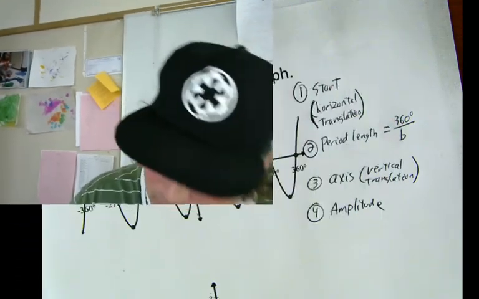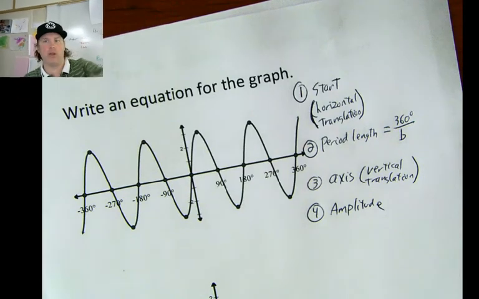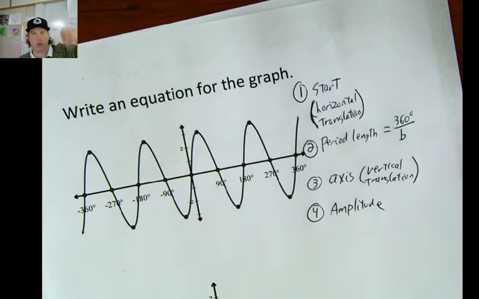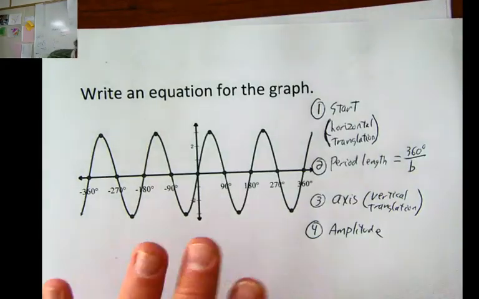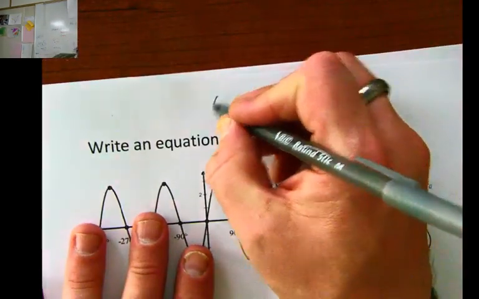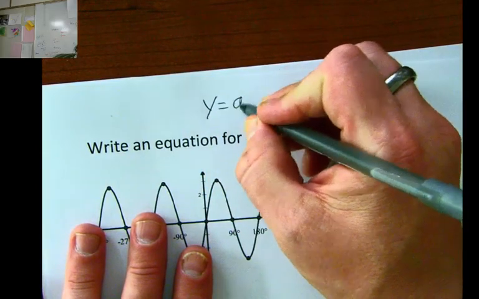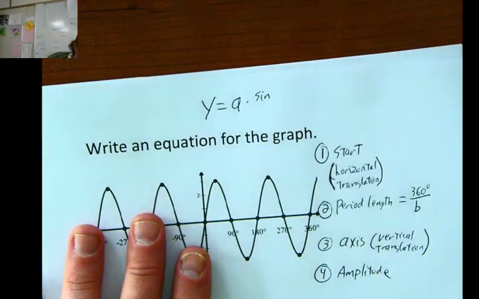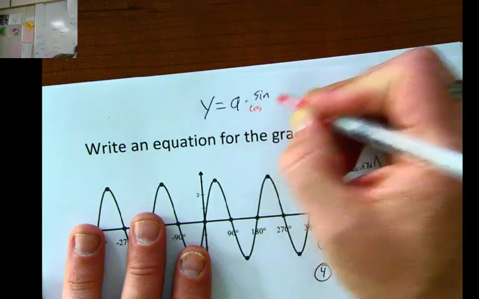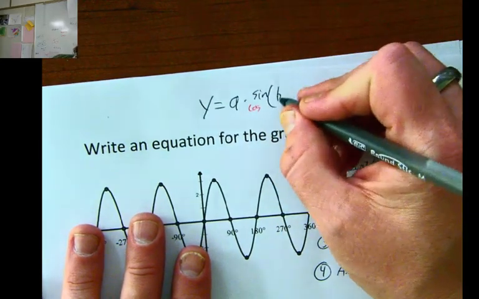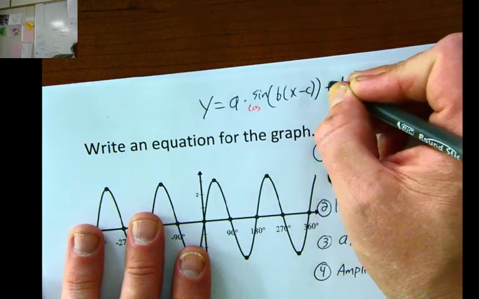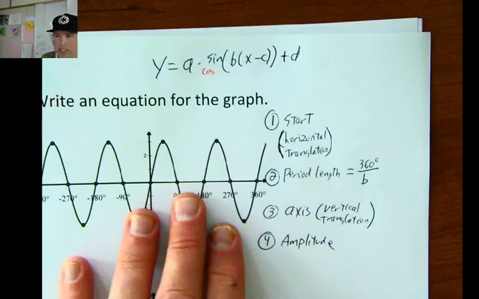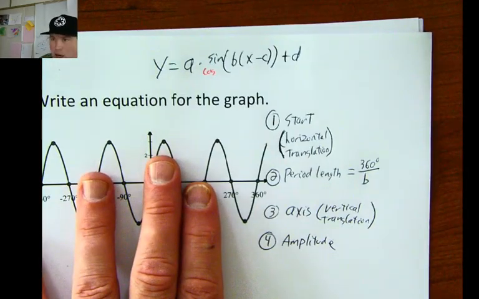Happy Wednesday. Hopefully you're watching this on Wednesday night and you are going to explore with me how to write an equation when given a graph. Friendly reminder, this comes from our form equations, y equals A times sine or cosine of B times (x minus C) plus D. You have in your notes from previous lessons what A, B, C, and D are.